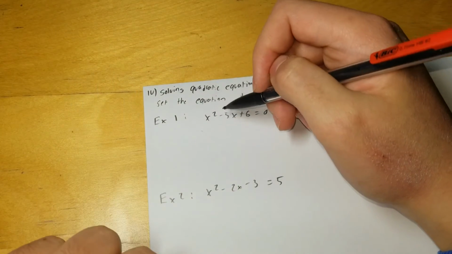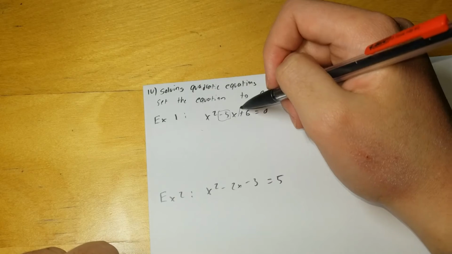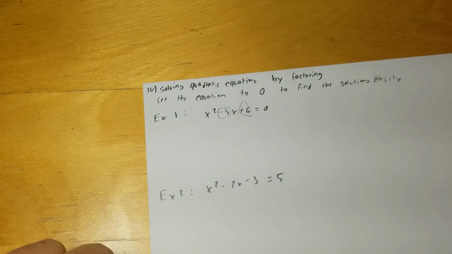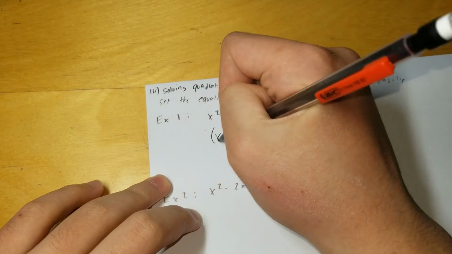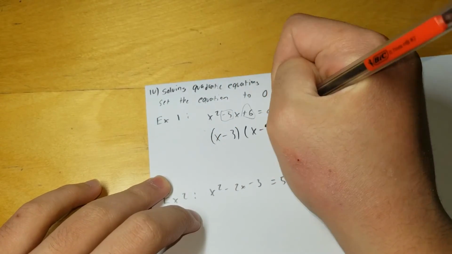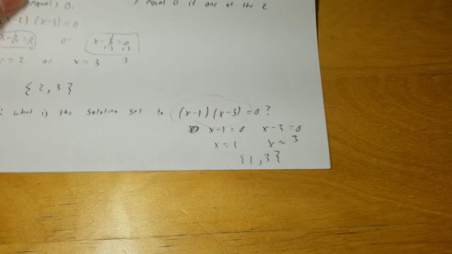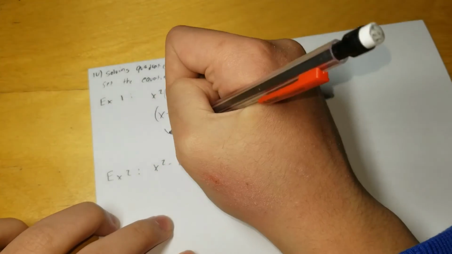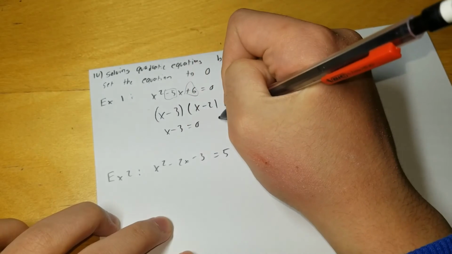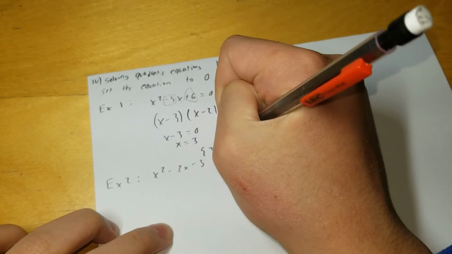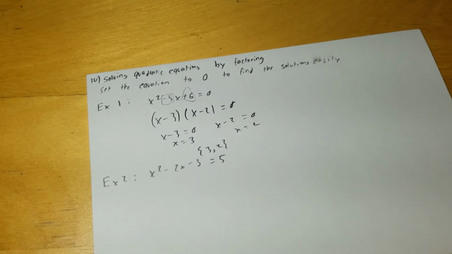So what adds to -5 and what multiplies to 6? That would be -3 and -2, because the negatives cancel out. So x minus 3, x minus 2 equals 0. And once again, it's the form right here, so you set each of these to 0. x minus 3 equals 0, and x minus 2 equals 0, so x equals 2. And the solution set would be 3, 2. Okay.